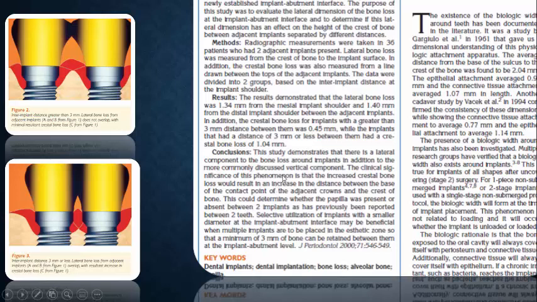According to this study, the results demonstrated that the lateral bone loss was 1.3 mm from the mesial implant shoulder and 1.4 mm from the distal implant shoulder between the adjacent implants. In addition, the crestal bone loss for implants with a distance greater than 3 mm between them was 0.4 mm. So if we have 3 mm or more, we will have less bone loss, about 0.4 or 0.5 mm, while for implants with a distance of 3 mm or less between them, we will have crestal bone loss of about 1 mm. This is very important to consider when we place multiple implants together.